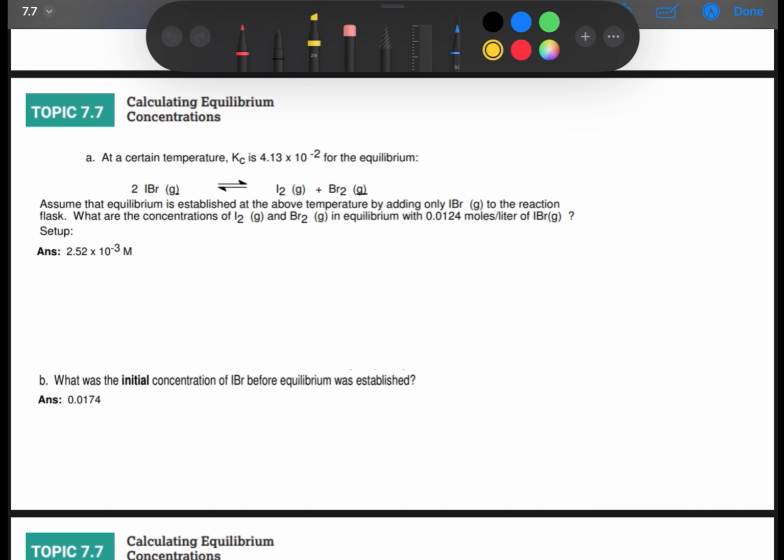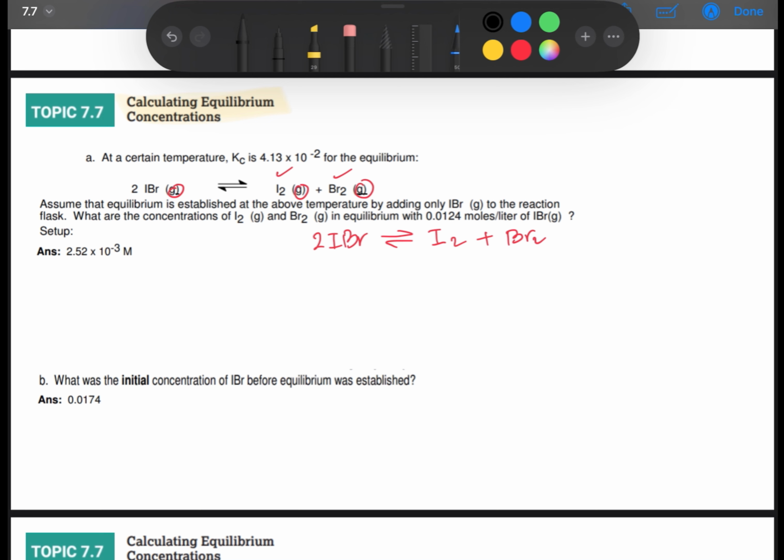So pause the video and read the question carefully. The question is asking me about the concentration of the products, which are I2 and Br2. So I want to rewrite the equation down here. The equation says 2IBr. Okay, we have an equilibrium reaction. We have I2 and Br2. In all of these species, for sure, they're in a gaseous state. If we want to apply the rule of RICE at that point, it works, right?